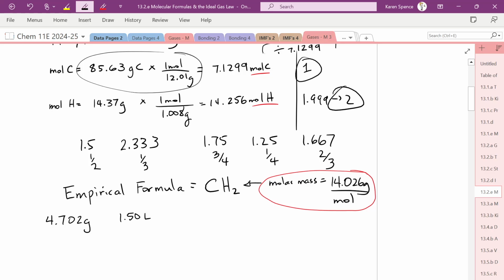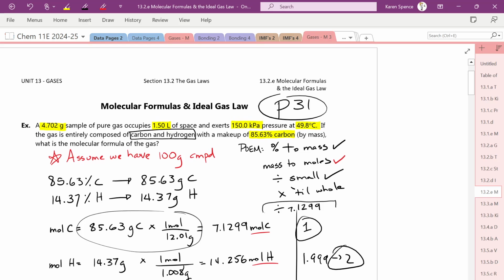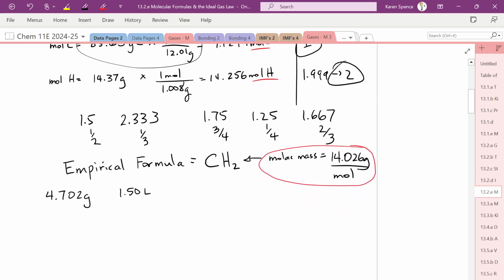Or I could have given you the density and you could have had to find the molar mass. 150.0 kilopascals.